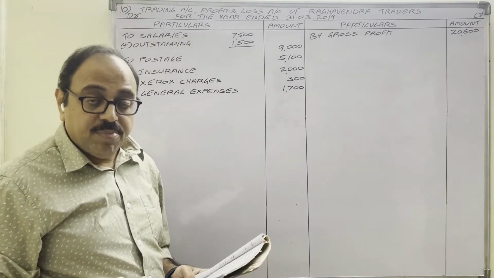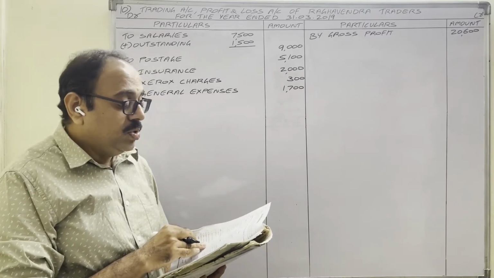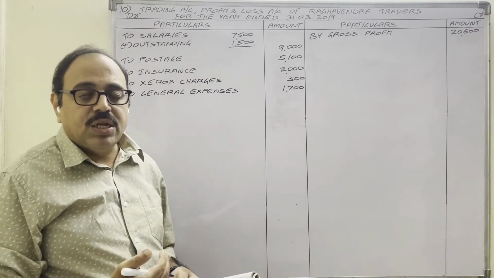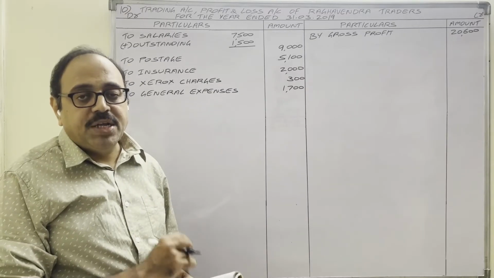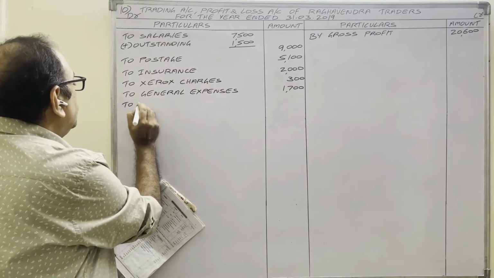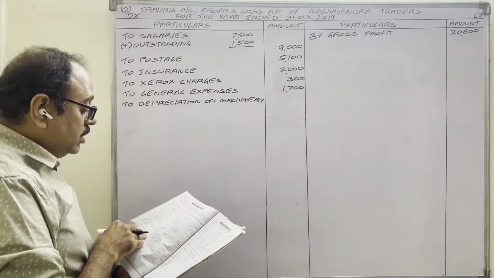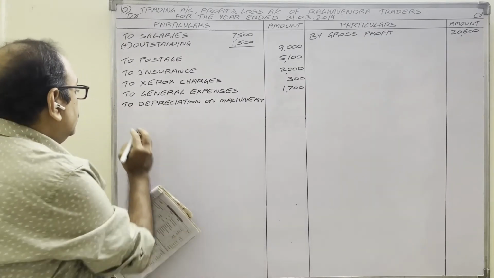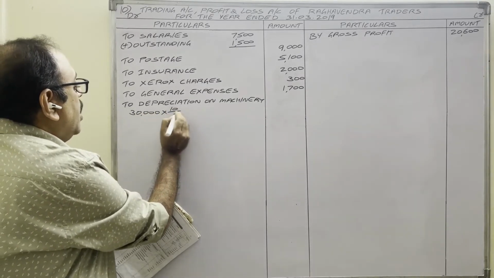Machinery is an asset, but related to machinery there is one adjustment. Adjustment number 2, depreciation on machinery 10%. So when we use that fixed asset continuously, the asset value decreases. So that is called depreciation. Indirect expenditure, debit side of the profit and loss account. To depreciation on machinery. The percentage is given, no? Therefore, we have to calculate this on the machinery value. Depreciation rate 10% and the machinery value is 30,000. Therefore 30,000 into 10 by 100.